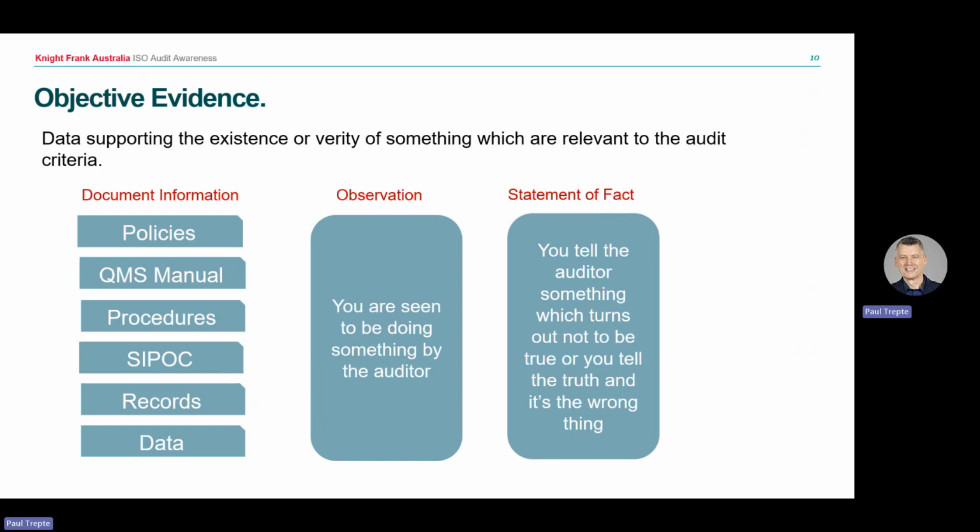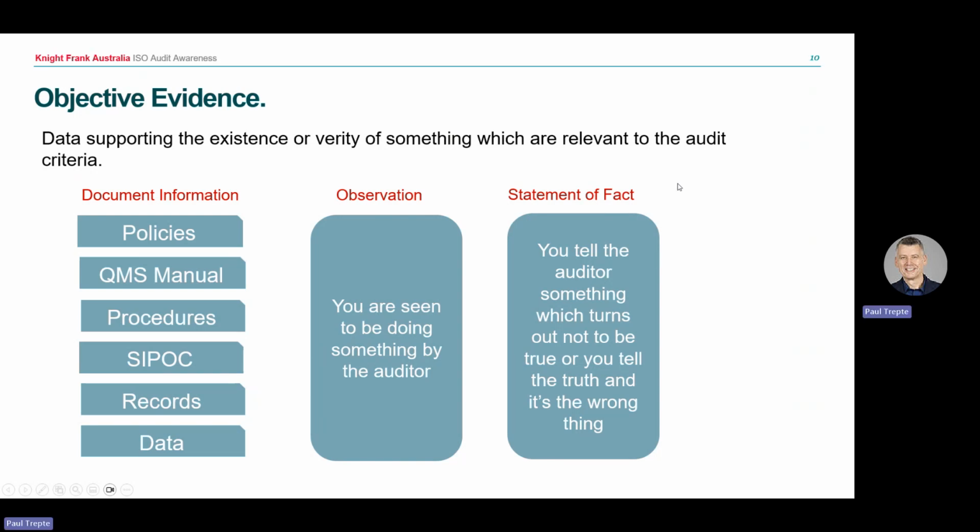And the last one is a statement of fact. So it's you telling the auditor something which turns out not to be true, or you tell the truth and it's the wrong thing. For instance, you tell the auditor that we do a process a certain way, but the standard actually requires you to do it differently. So the three areas of objective evidence are documented information, observation, and statement of fact.